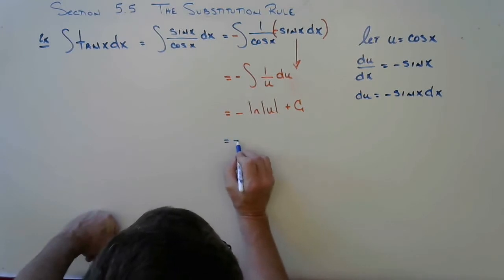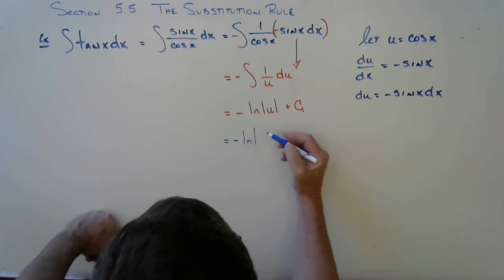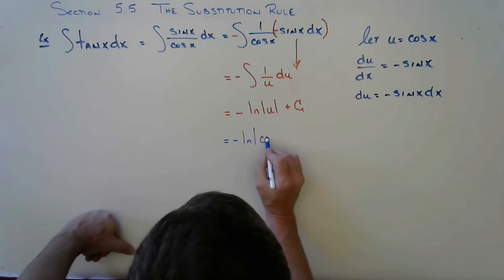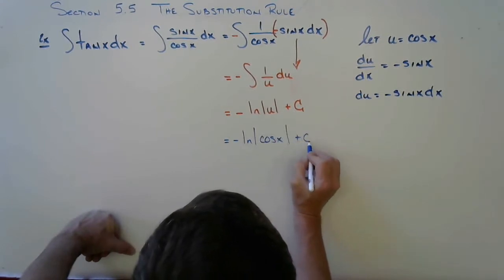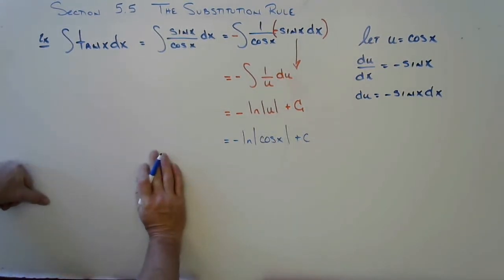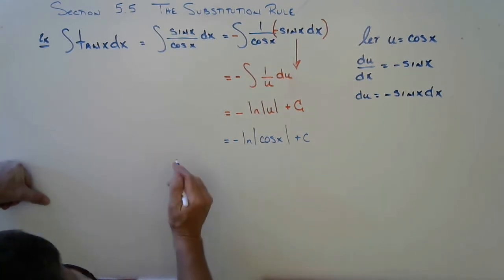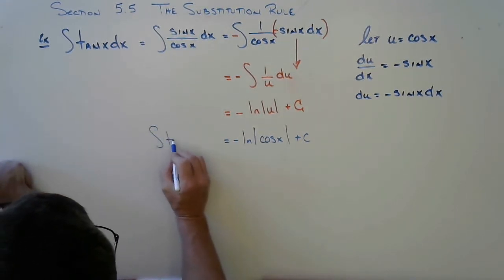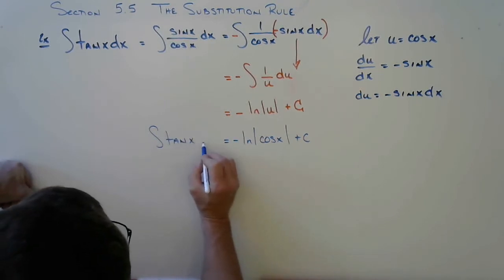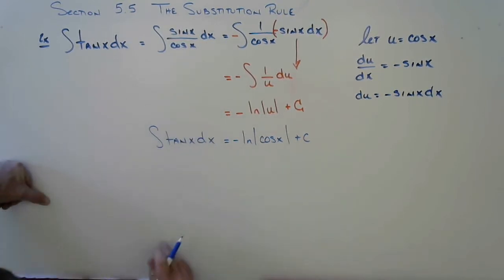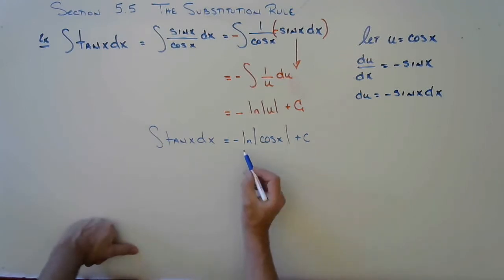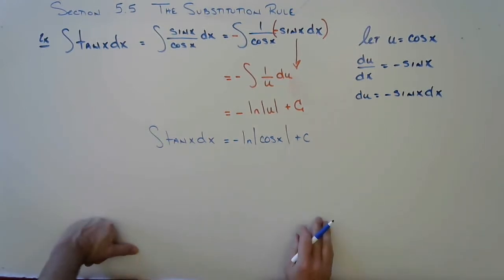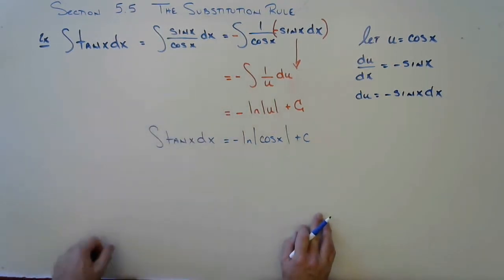So the answer here is minus the natural log, the absolute value of cosine x plus c. And you and I, for the first time, right, for the first time, know now what is the antiderivative of tangent. The antiderivative of tangent is minus the natural log of the absolute value of cosine. That's why we haven't written it down anyplace else. We couldn't find it until we learned how to do U-substitutions.